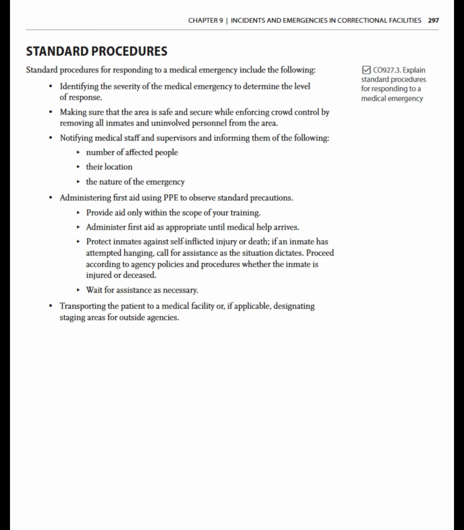If an inmate has attempted hanging, call for assistance as the situation dictates. Proceed according to agency policies and procedures, whether the inmate is injured or deceased. Wait for assistance as necessary. Transporting the patient to a medical facility or, if applicable, designating staging areas for outside agencies.